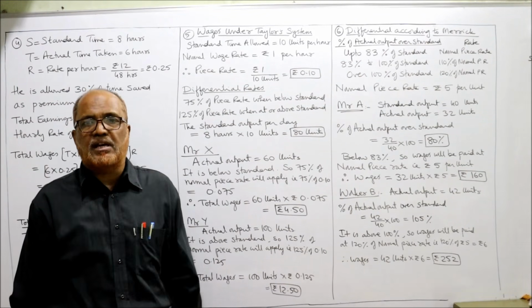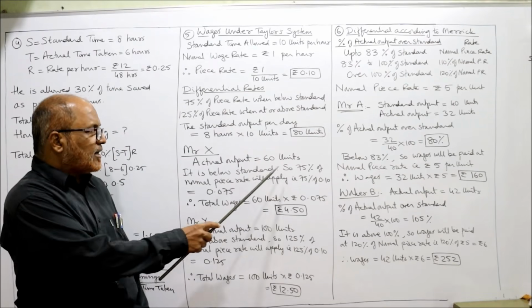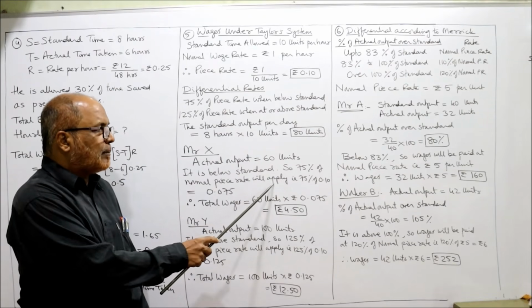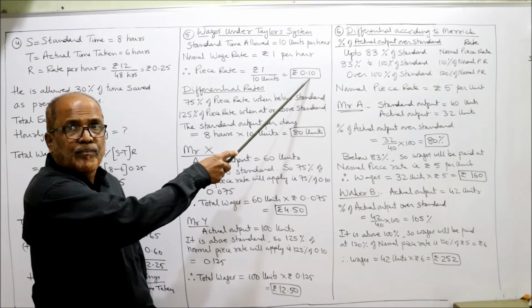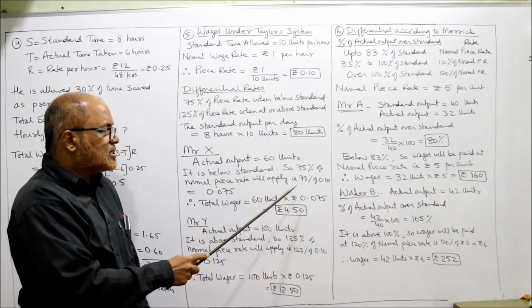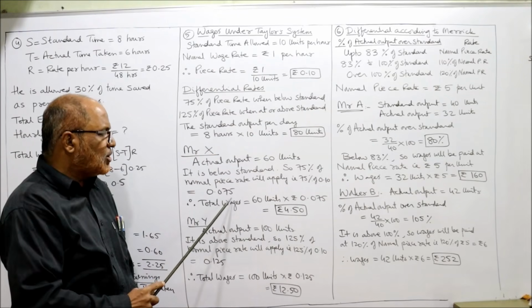75% of normal piece rate. So it is below standard, so 75% of normal piece rate will apply. 75% of what? The piece rate. Here I have calculated 0.10. Piece rate is 0.10. So 75% of 0.10 is 0.075.